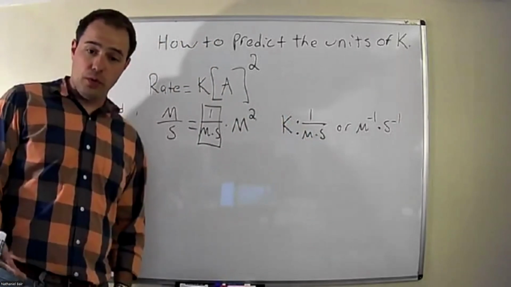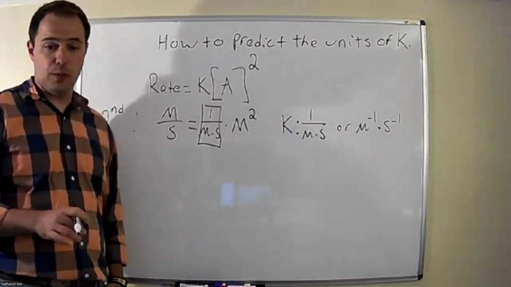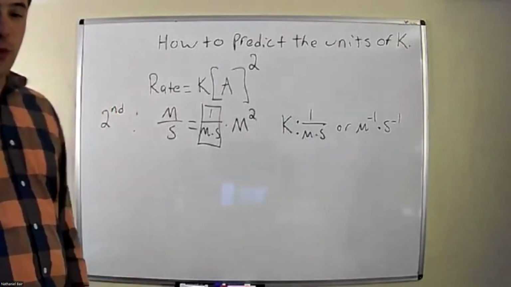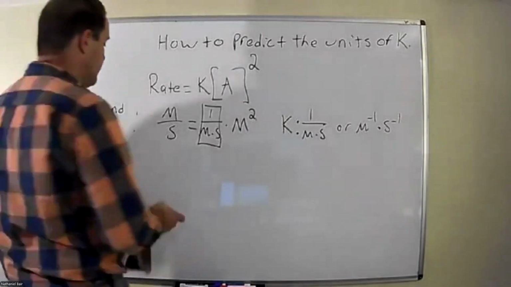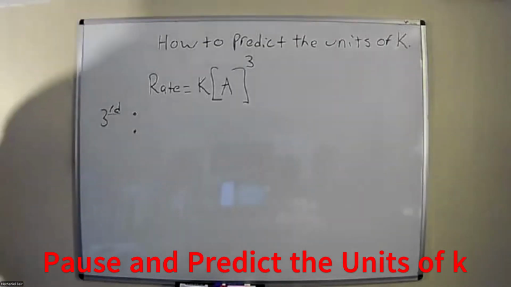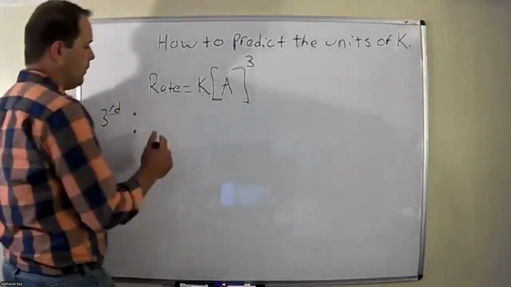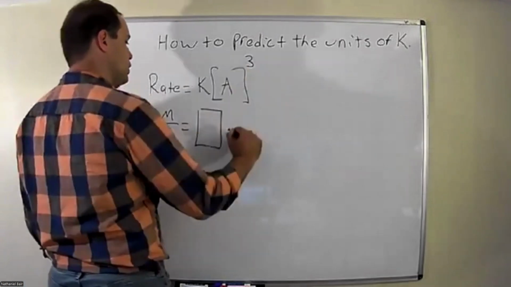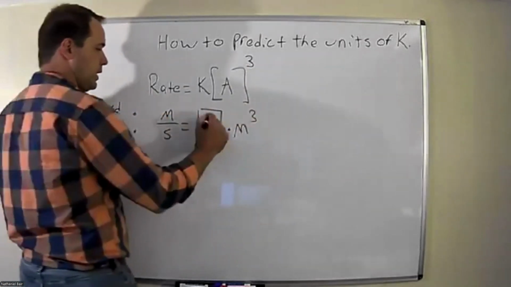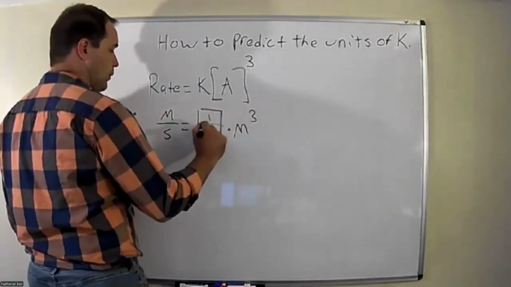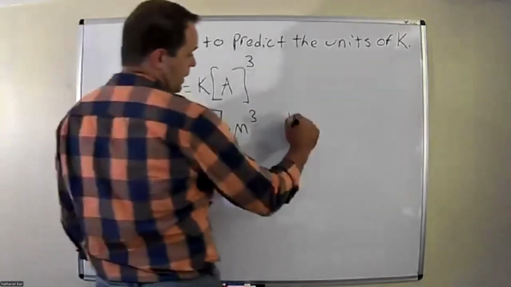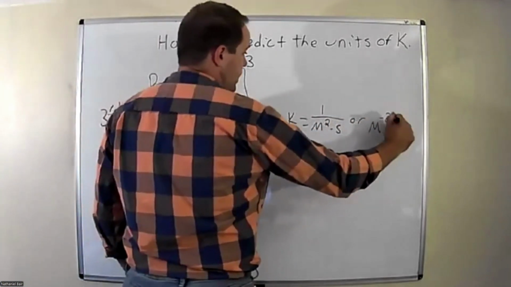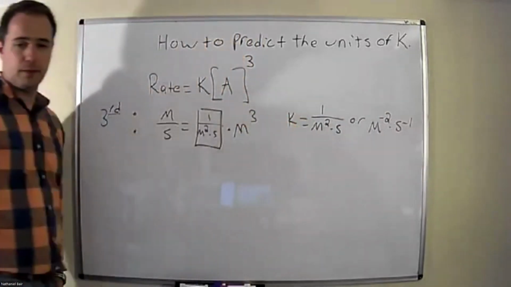I want you to try third order using this method, predict what third order should be. Then go back and look at the problem we just did, because that one was third order. So try third order without me leading you through it. All right. End of the day, rate's got to be molar per second. So what times molar cubed gives you molar per second? Now I need to get rid of 2 molars: 1 over molar squared times seconds. So K has got to be 1 over molar squared times seconds, or molar to the negative second times seconds to the negative first.